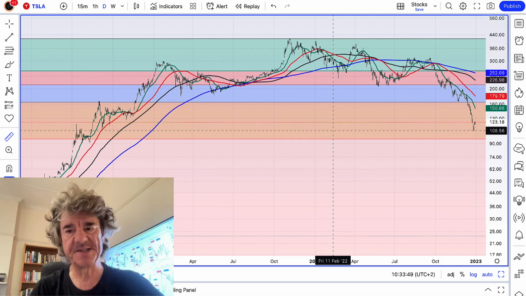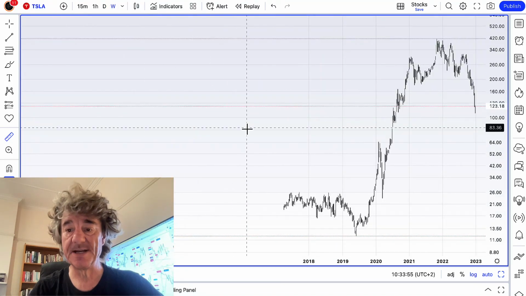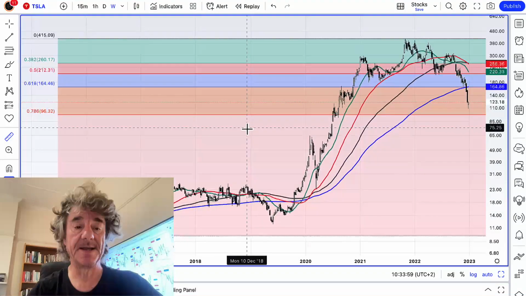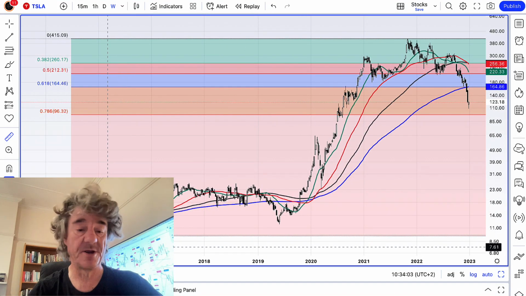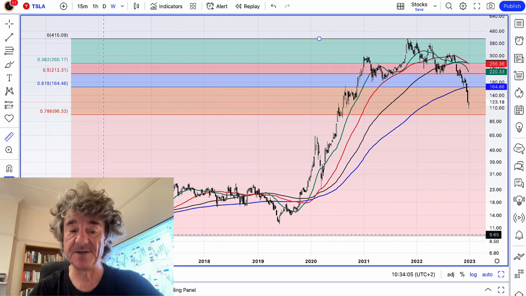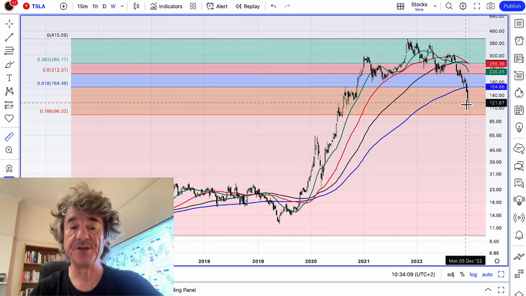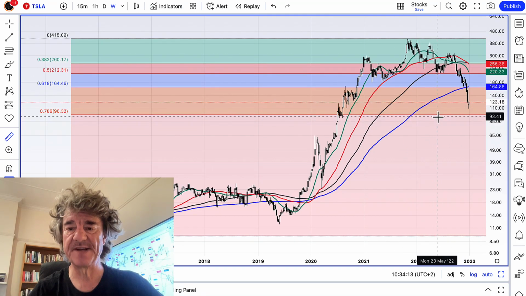Now, here's a pretty simple way of doing it. This is the daily chart. If we switch to a weekly chart, we get a little bit of a better idea. And there you can see the weekly chart. And I've drawn on here the Fibonacci retracement level from the low in 2015, 2016, up until the high at the end of last year. And you can see on this logarithmic scale, we've come down to almost the 78.6% retracement level.